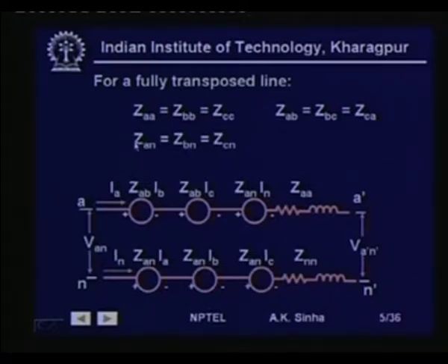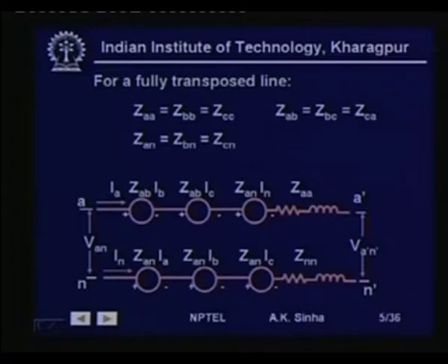Similarly, the mutual impedances between the phase conductors and the neutral will also be equal. So, ZAN will be equal to ZBN, which is equal to ZCN. We are assuming this for the transmission line because most long-distance transmission lines will be transposed lines. Even when they are not transposed, the asymmetry is not very large, and for most analysis purposes we assume the line to be fully symmetrical.